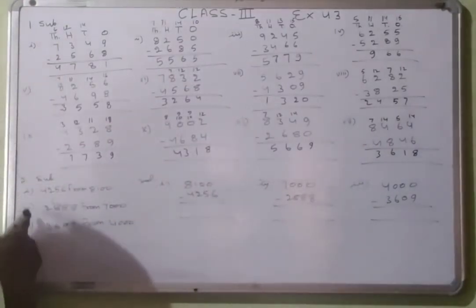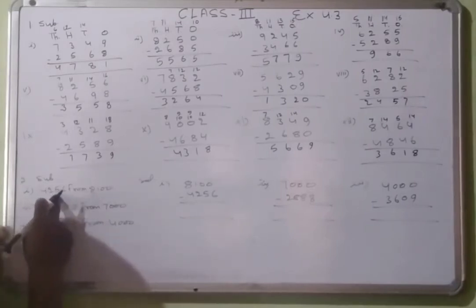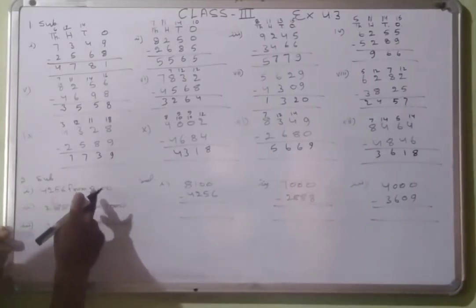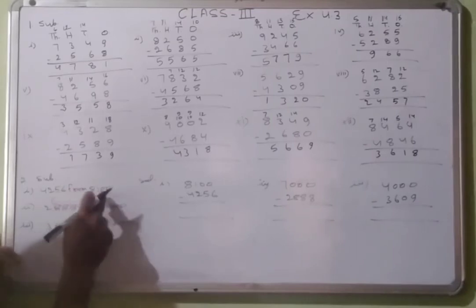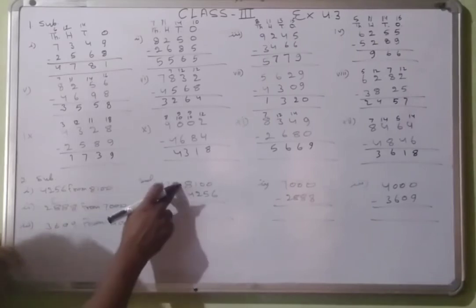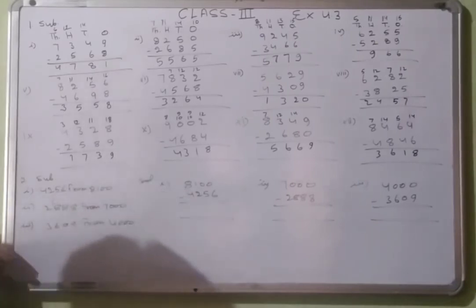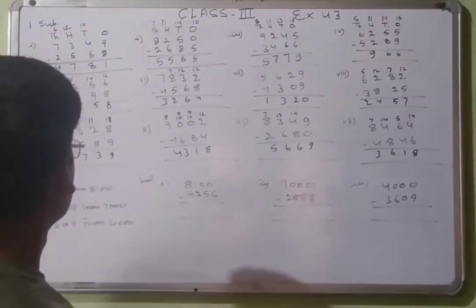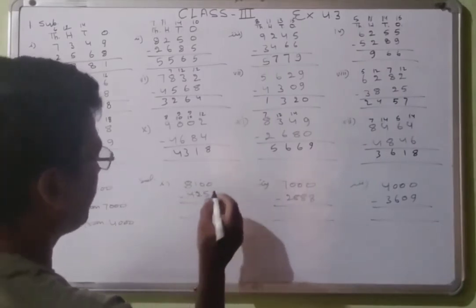Now subtract. Here is the 3 part. So 4, 2, 5, 6 from 8, 1, 0, 0. So when you see the word from, you write these things on top and this thing in. Okay, like this you will write.